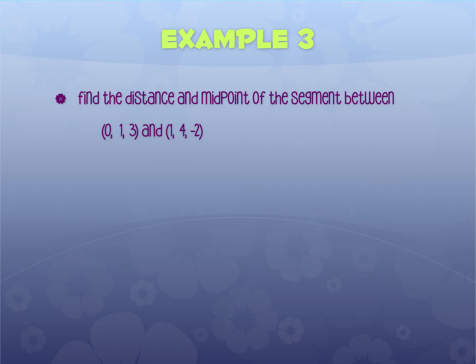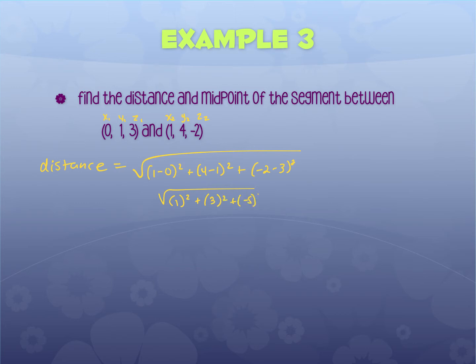All right, so example 3 says find the distance and the midpoint of the segment between (0, 1, 3) and (1, 4, negative 2). So here's my x1, my y1, my z1. Here's my x2, my y2, and my z2. For the distance, I get the square root of (1 minus 0) squared plus (4 minus 1) squared plus (negative 2 minus 3) squared. Square root of 1 squared plus 3 squared plus negative 5 squared. 1 plus 9 plus 25, square root of 35, which is just 5 and 7. It can't get broken down any further, so it stays like that.